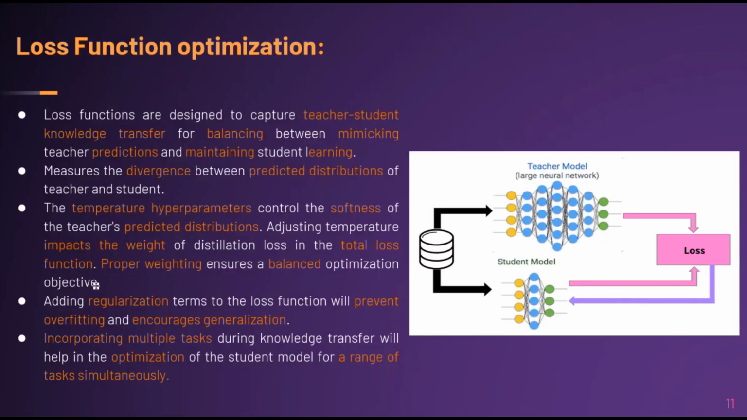Then we have loss function optimization. When we are doing all this knowledge transfer, there is some math involved. We are just using something called a loss function to balance things out. We want the student to be just as smart as the teacher, but in a compact way. Think of it as a seesaw, where you are adjusting the weight on each side to make sure everything is in balance.